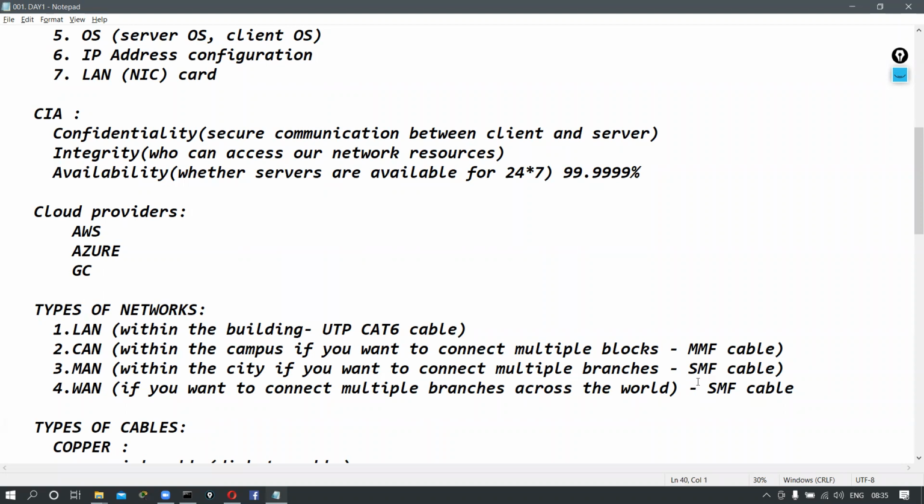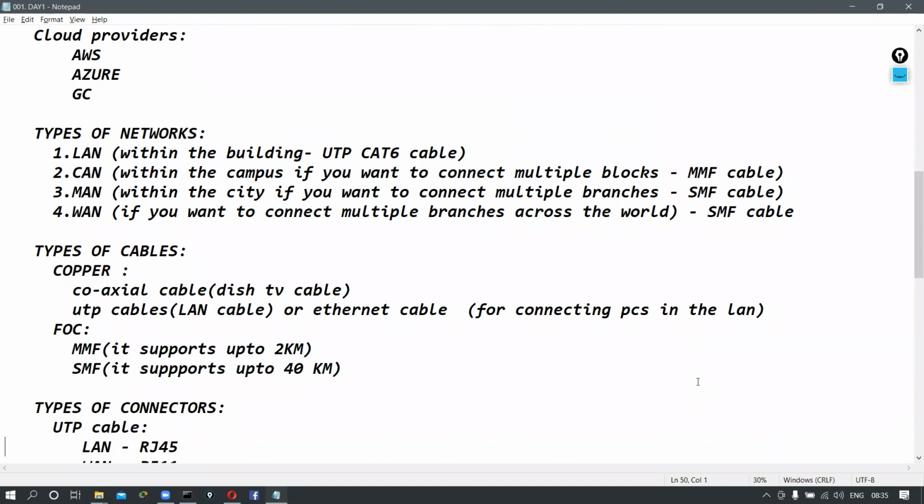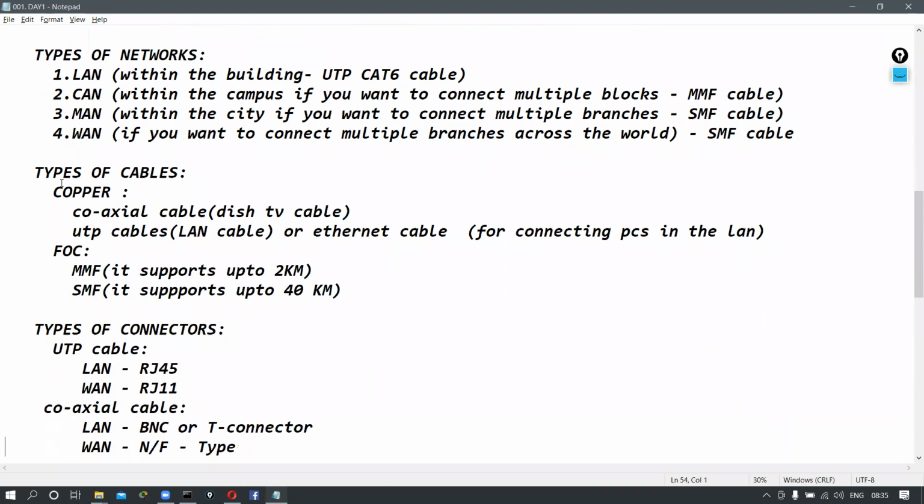Types of cables. See there, we have cables, guys. Under copper media there are two cables: the dish TV cable, that black one, which is the coaxial cable, and we have UTP cables. UTP means this one, the LAN cable or Ethernet cable. Now under fiber optic there are two cables, multi-mode fiber optic and single mode fiber optic. Multi-mode supports up to 2 kilometers. What about single mode? 40 kilometers. Clear? Now we'll see connectors under coaxial, UTP cables, and fiber optic.